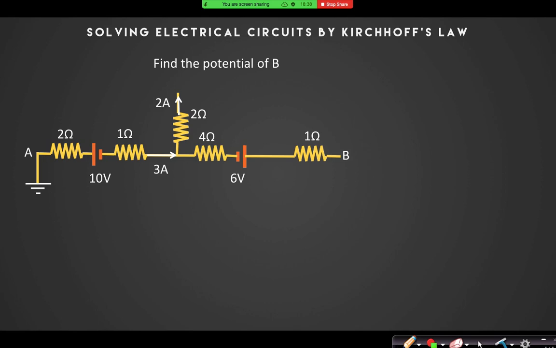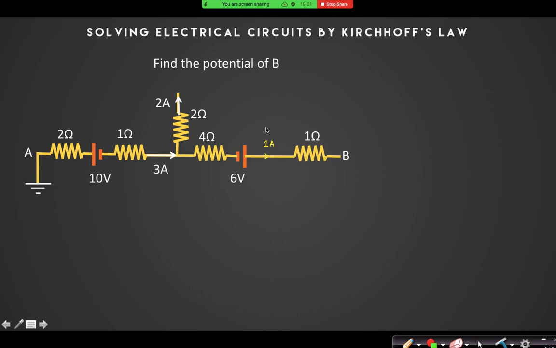Look, what we can say about that circuit first. If this current is 3 ampere, this current is 2 ampere, can I say the current in this branch is 1 ampere? Yes, sir. Now let me start from this point A.